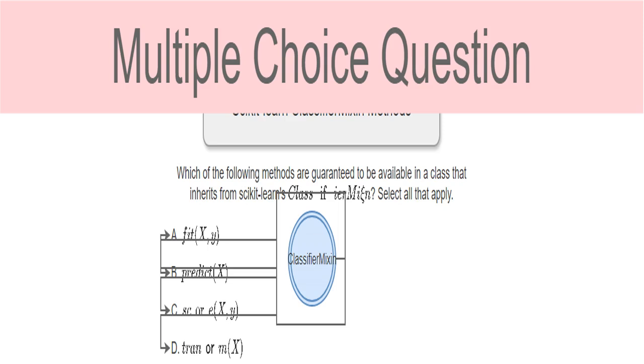This is a multiple-choice question. I'm going to test your knowledge of which methods are always there in a class built using the ClassifierMixin. The question asks which methods are guaranteed to be present in any classifier class built using the ClassifierMixin blueprint. Think of it like asking, what tools are always included in this toolbox for building classifiers?